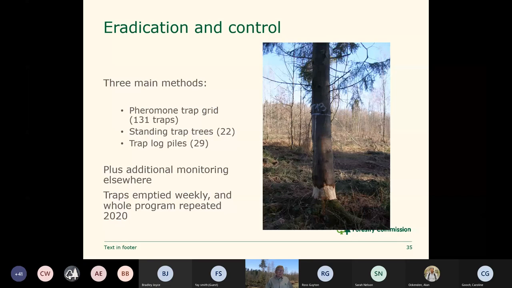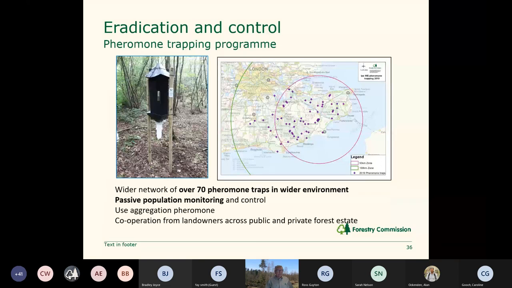There is additional monitoring right throughout the demarcated area and to a much further wider environment now. The traps are emptied twice weekly through the season, and all those beetles, as a quarantine beetle, are then sent to Alice Holt for counting and for disposal. This is the pheromone.